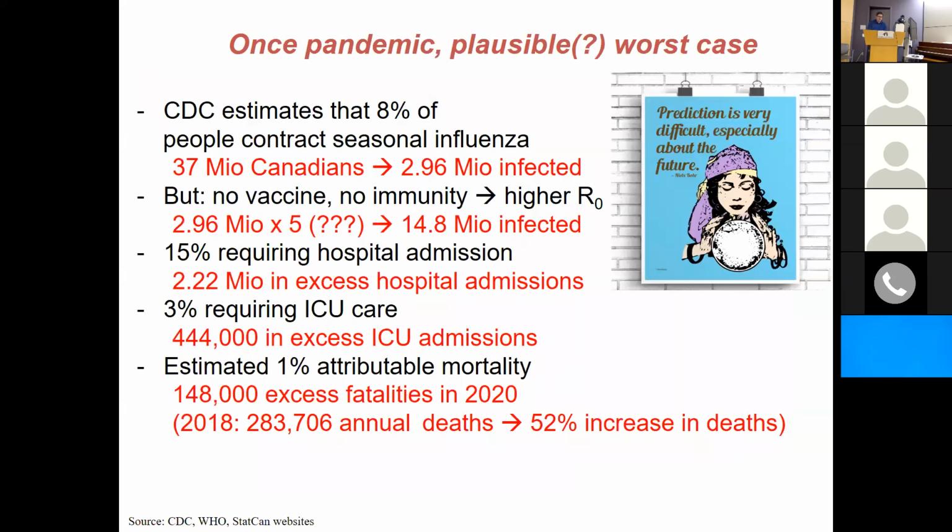Okay, one more slide on the outbreak. That's, I would say, plausible, with a question mark, worst case scenario. So the CDC estimates that 8% of people contract seasonal flu every year. So in Canada, among 37 million Canadians, that's roughly 3 million individuals getting the seasonal flu. But we have no vaccine, we have no immunity against this virus, and we have a higher R0. So you can put any number in there and multiply those 3 million by something. 5 is a plausible estimate, I would say.